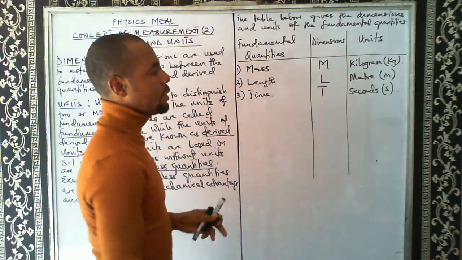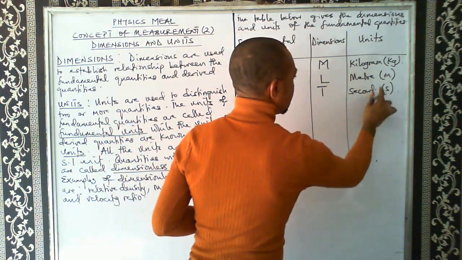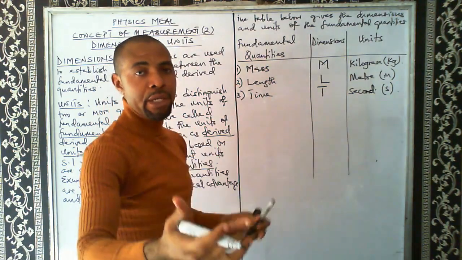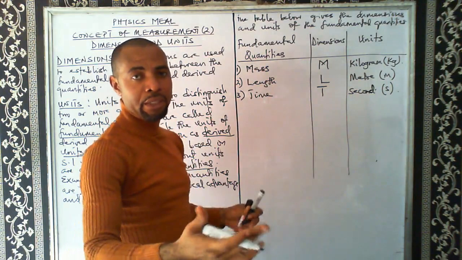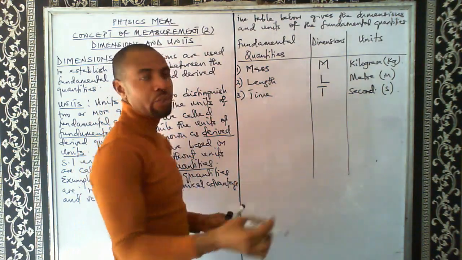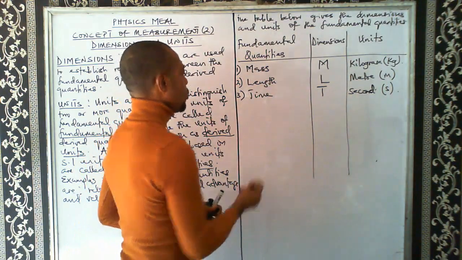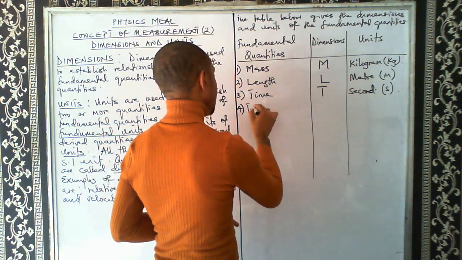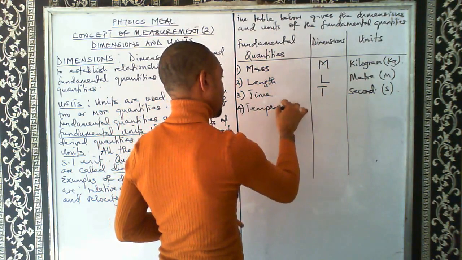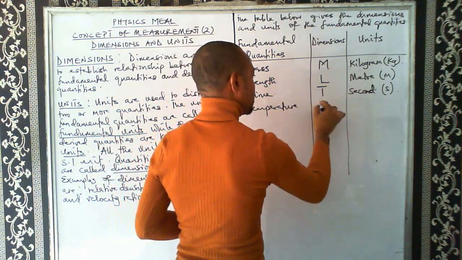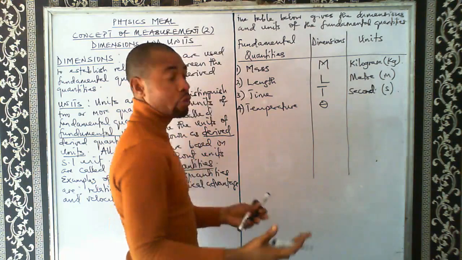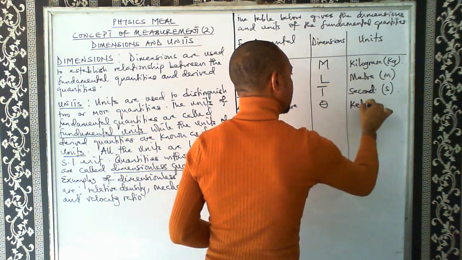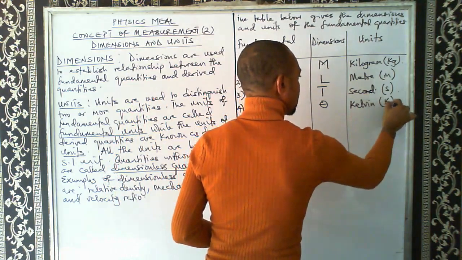Now remember that time can also be in minutes, in hours, or in days. But the SI unit of time is second. Then we have number four, temperature. We use theta for it. If you go to some books, they will use small t. And the SI unit of temperature is Kelvin, which is K.